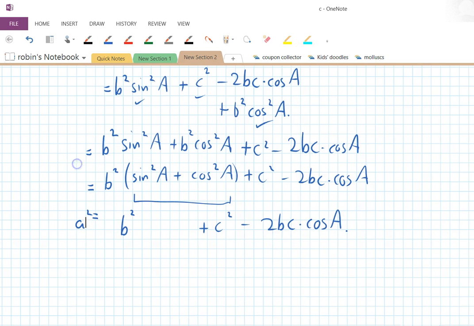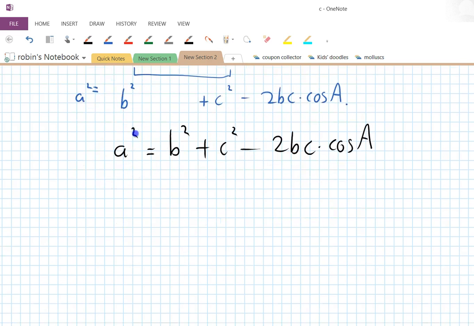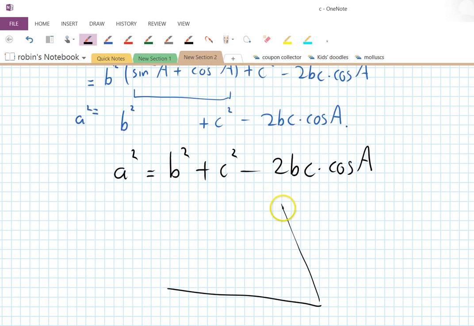So here's the cosine rule. I'm going to go back to black now. A squared equals B squared plus C squared minus 2BC cos A. And I'm just going to draw the triangle again just to remind you what it was. It was like that. That was angle A, which was opposite side A. That's B, and that's C. A squared equals B squared plus C squared minus 2BC times cos A, and that is the cosine rule.